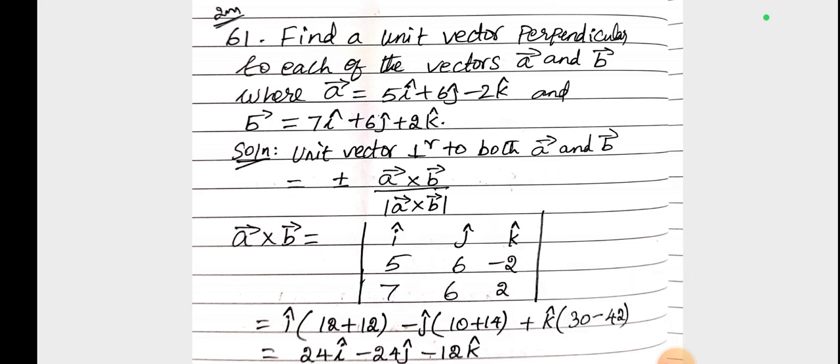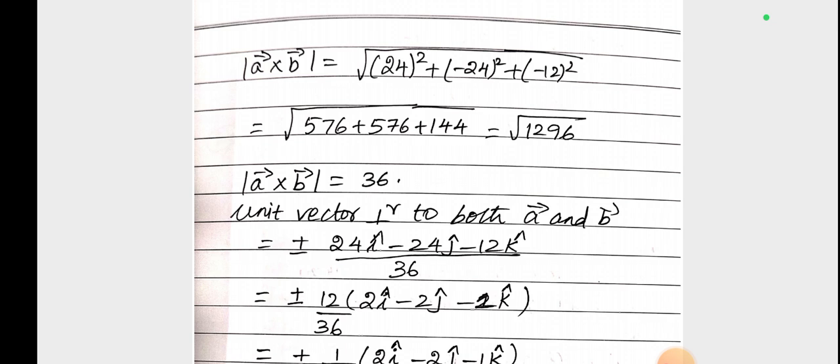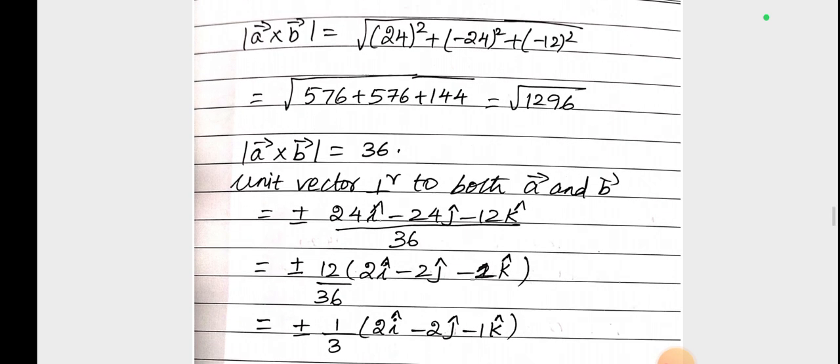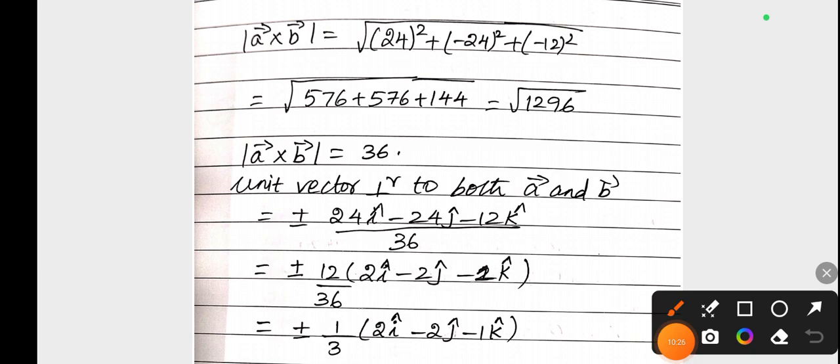So after finding a cross b, you have to do magnitude of a cross b also. When you are doing magnitude of a cross b, then this is very much easier. Then root over 24 square plus minus 24 square plus minus 12 square, children. 576, 576, 144. That is nothing but root over 1296. We all know, children, 36 square is 1296. So magnitude of a cross b we have found.